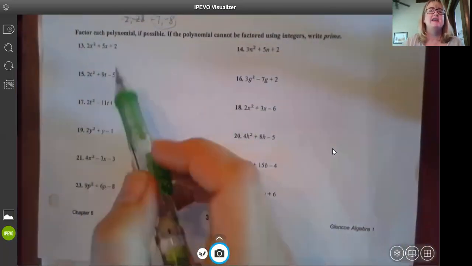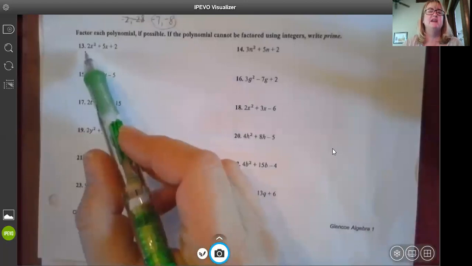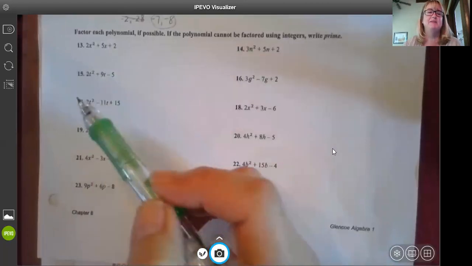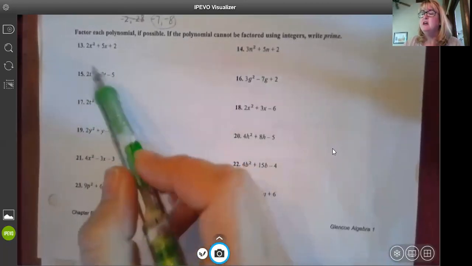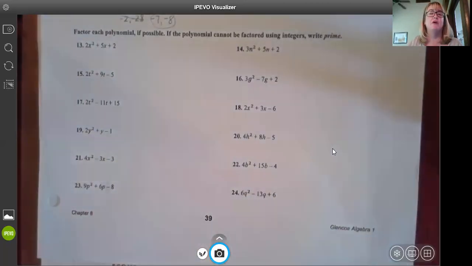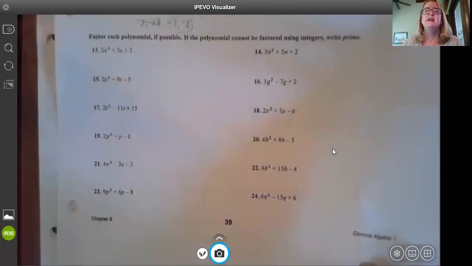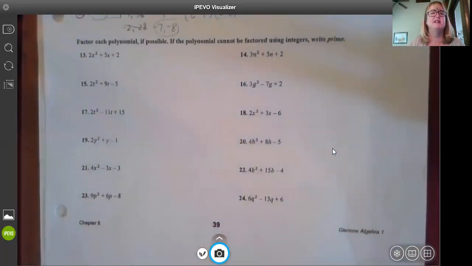This part, we are looking now where a is not 1. So our leading coefficient is not 1. Now remember, a cannot be 0. So that means it is something other than 1 or 0. And on number 13 through 24, all of them have a leading coefficient that is not 1 or 0. And if we were to factor that, it's a little more complicated. You will see some similarities to what we were doing before, but it's a little more extensive. Basically, you start factoring and you keep factoring until you can't factor anymore.